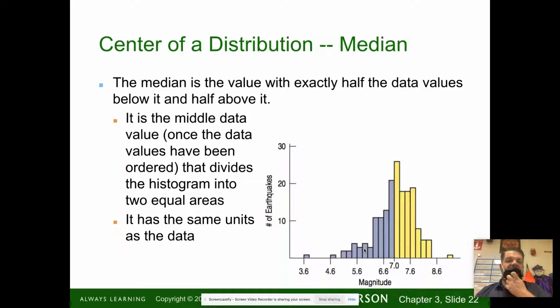The middle of the data, once the data has been ordered, divides the histogram into 2 equal areas, and it has the same units as the data. What you want is half above and half below. It depends on what you're trying to look at. So what they're saying is, if I go from 4.6 to 8, maybe the middle is here, but there's something interesting going on.